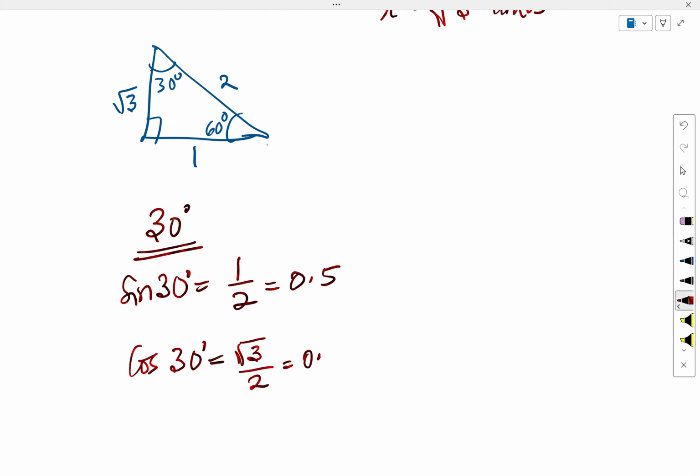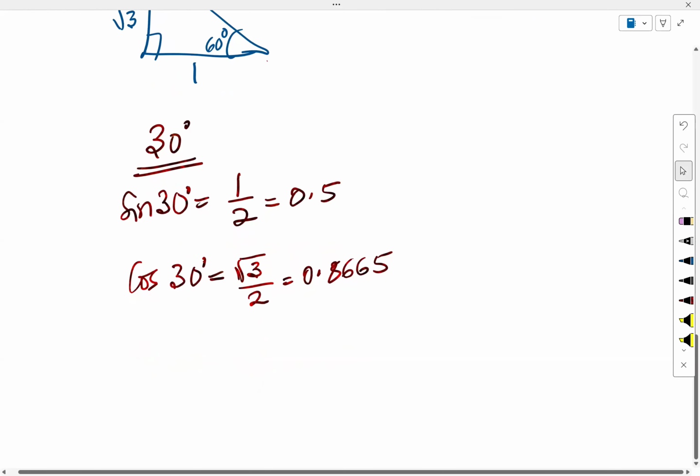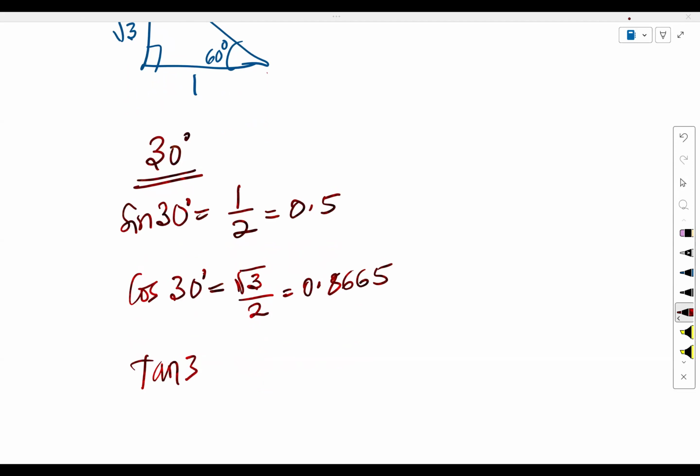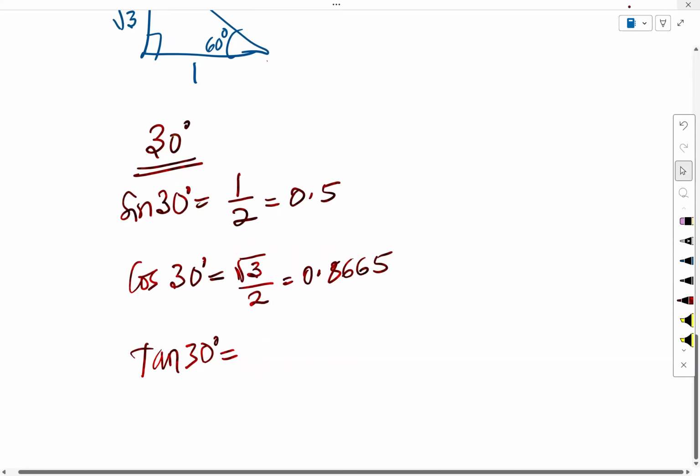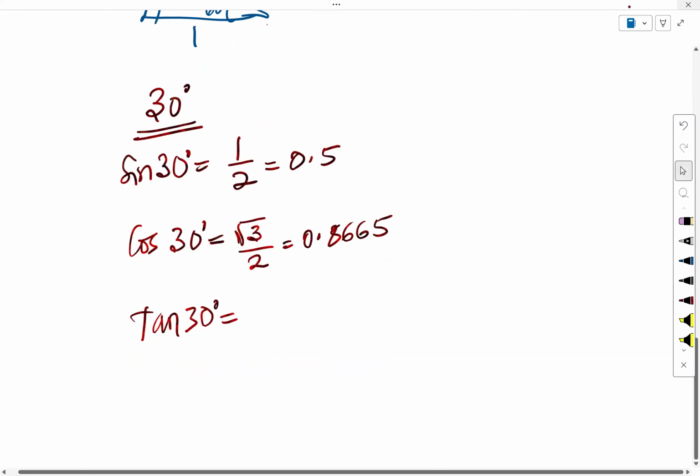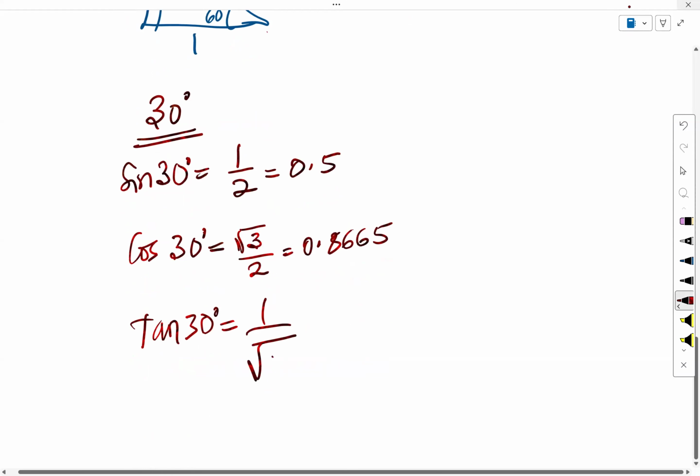You know, 0.866 or something like that. Maybe 0.8665 or 0.8664, thereabout. So that is cos 30 degrees. Now check this. We talk about tan 30 degrees now. Tan 30 degrees is opposite of 30, that's 1, over adjacent, that is root 3, like that.